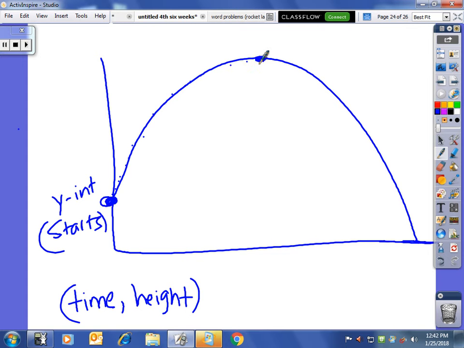It reaches its maximum height at the vertex. Then it starts coming down, down, down, down, down. It hits the water, it hits the ground, whatever it's doing right here. This is where it usually ends. The x-intercept is usually where it ends.